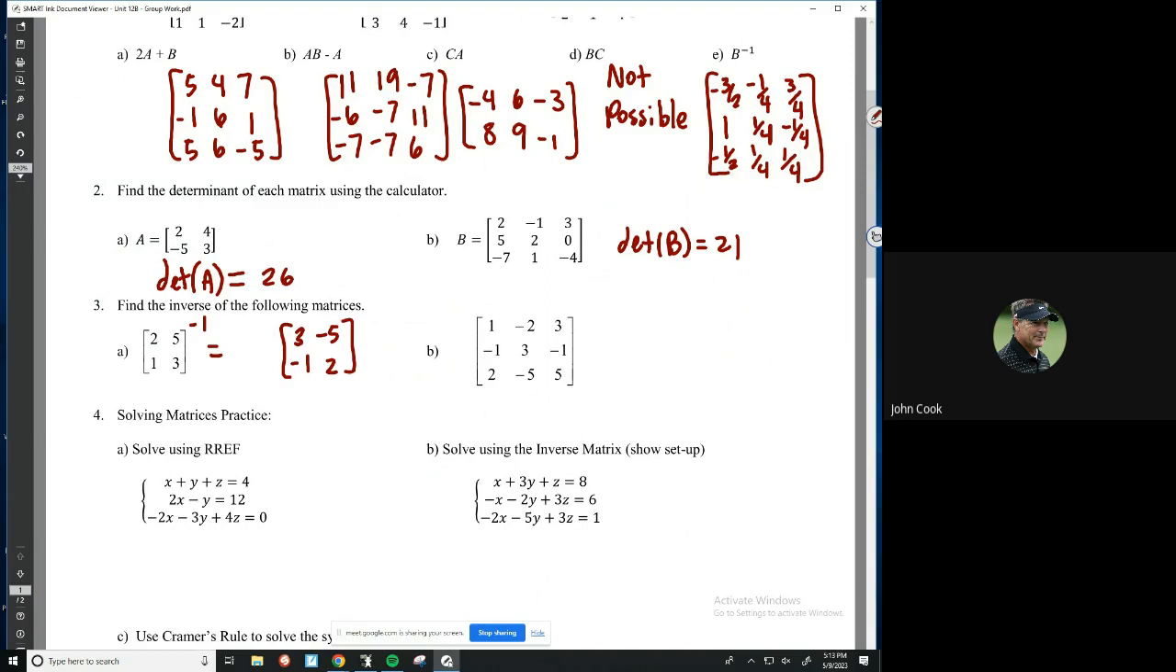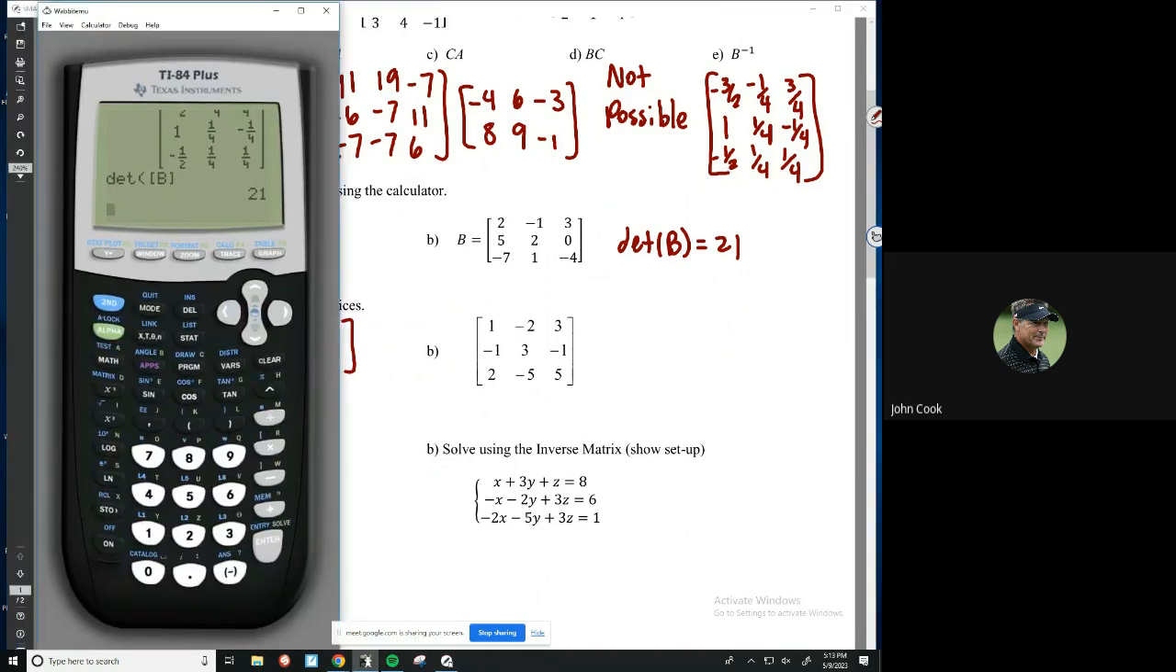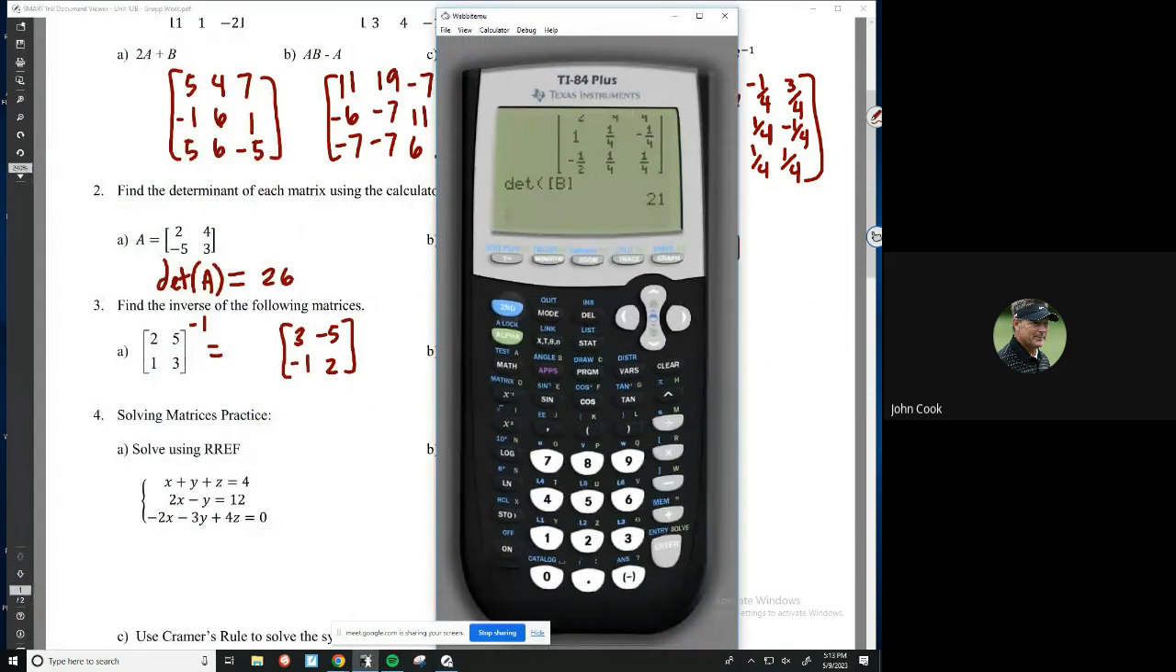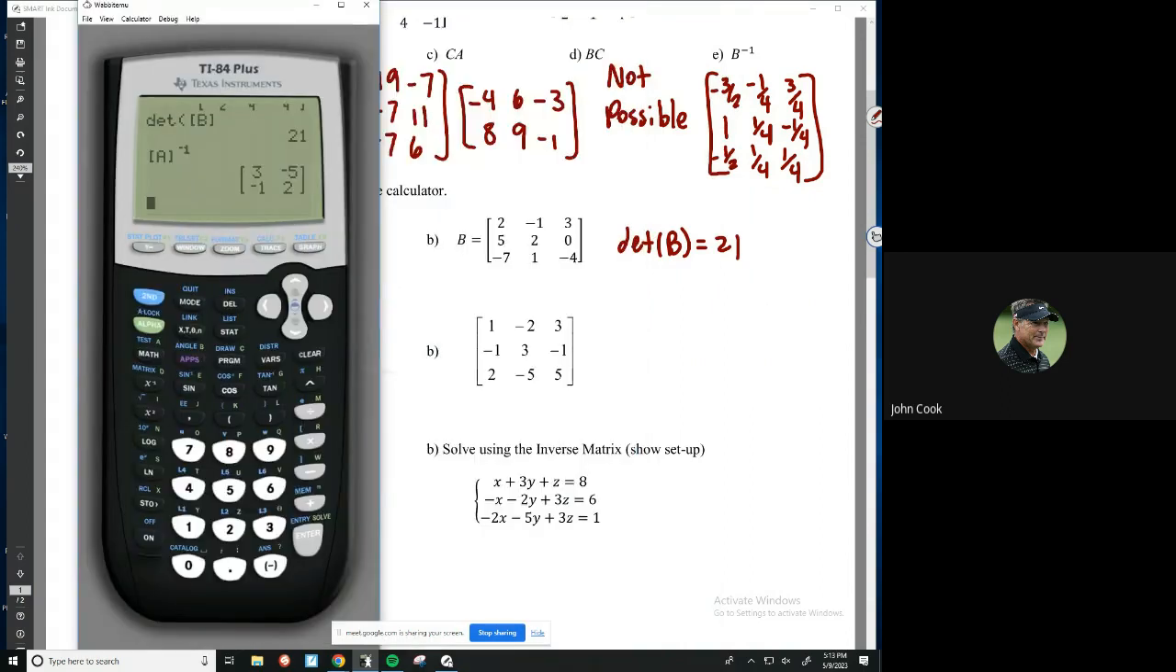Let's see how fast I can do that with the calculator. Oh gosh. So let's see here. Got to make it 2 by 2, so we'll go to edit, 2 by 2. And then it's 2 and then 5 and then 1 and then 3. And then inverse. So you do matrix A and then the inverse button. Okay, same thing, right? But maybe it took me a little bit longer.